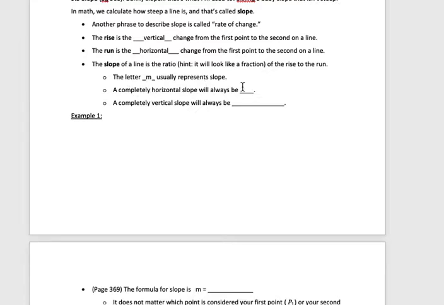A completely horizontal slope will look like this line right here. A completely horizontal slope will have a slope of 0. A vertical slope, going up and down, the slope will always be undefined.